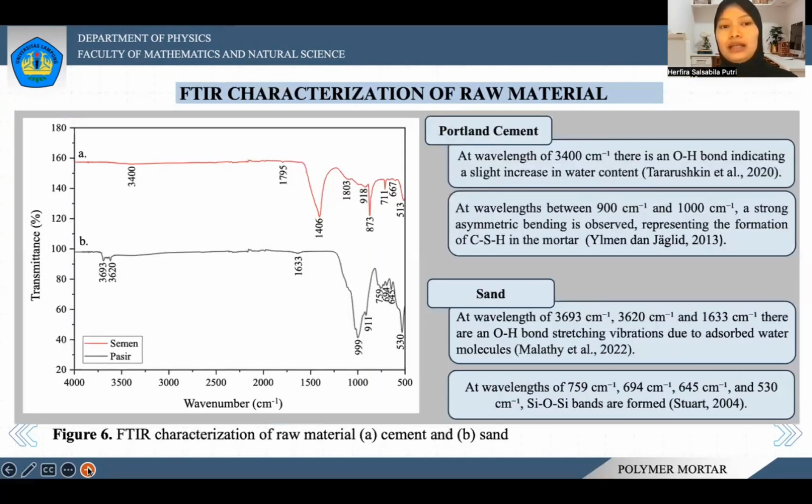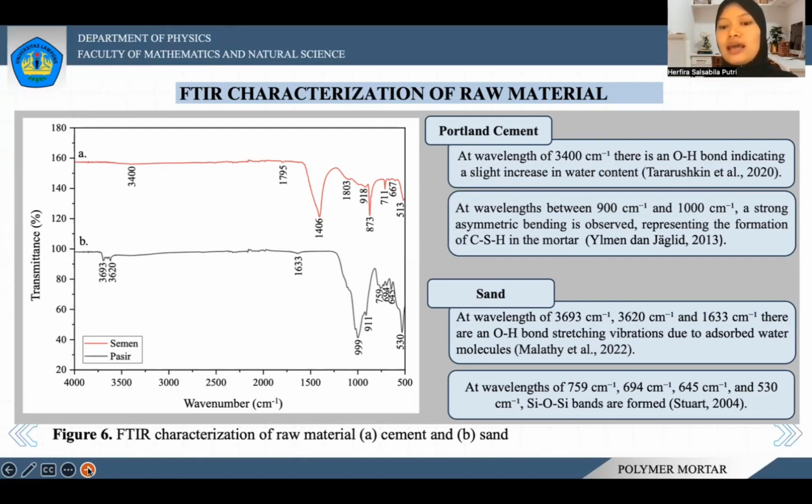And then this is about FTIR characterization of the mortar and sand. For a Portland mortar, at wave number 3,400, there is an O-H bond edge indicating a slight increase in water content. At wave number between 900 and 1,000, a strong asymmetric bending is observed, representing the formation of calcium silicate hydrate in the mortar.